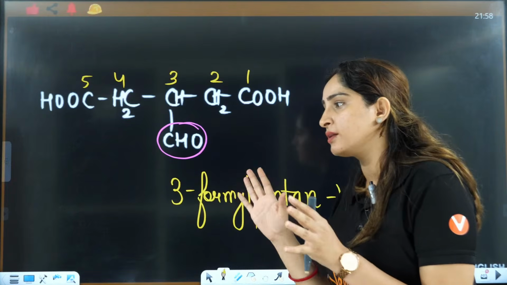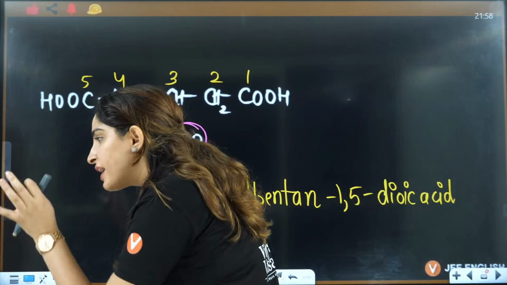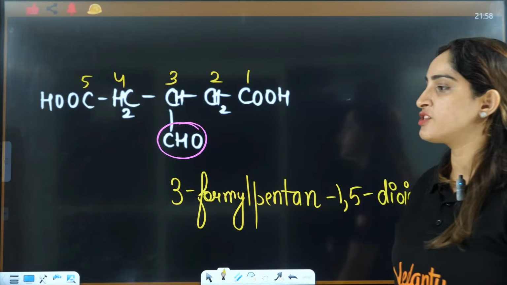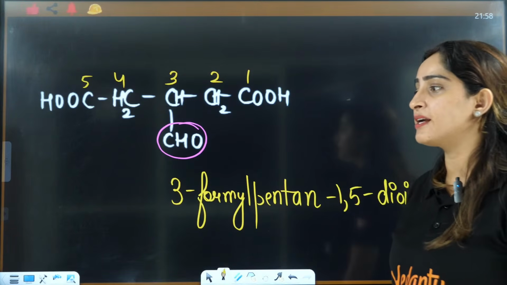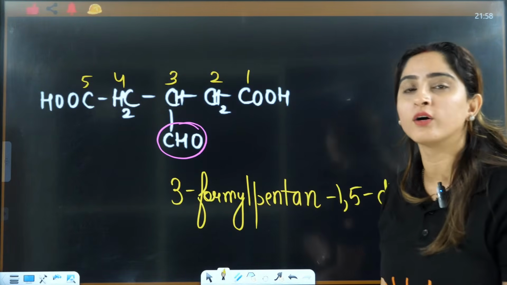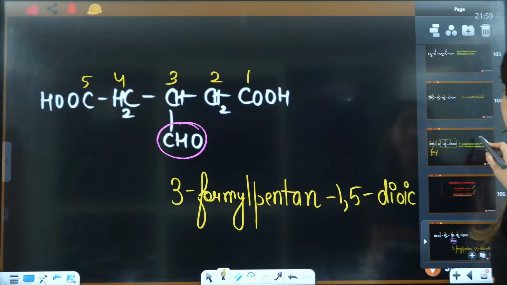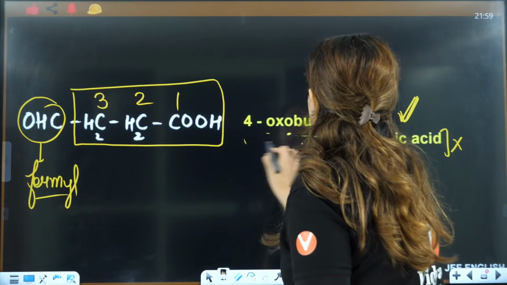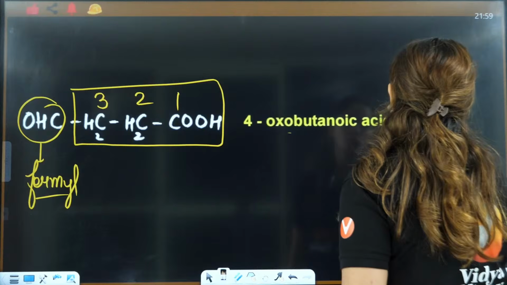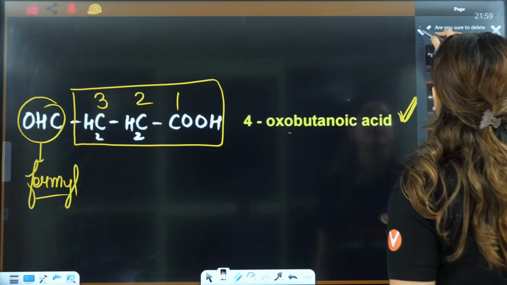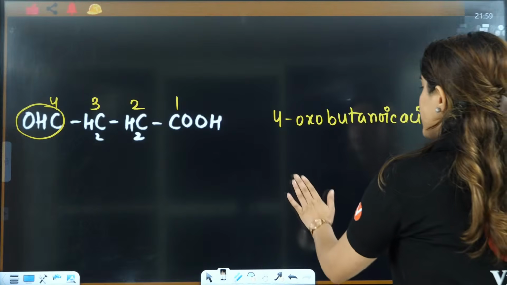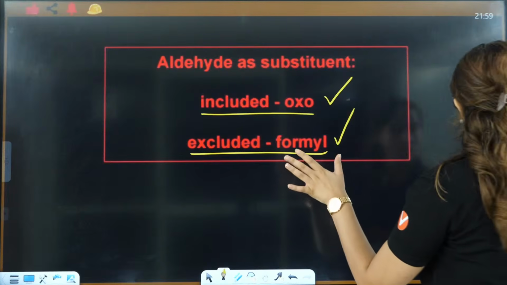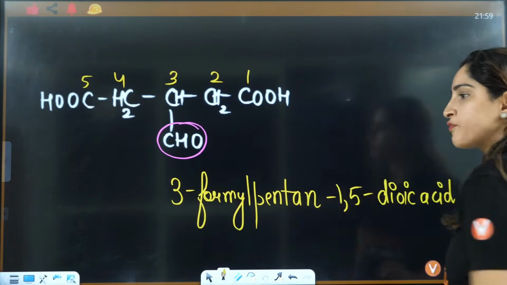Oxo is not possible. Again, Anjali, oxo is not possible. Oxo means you are including that in the parent chain. You are not including that in the parent chain. Oxo is wrong. If you can include that in the parent chain, you will try to include that only. You will not exclude if you can make a long chain. So here I have included that in the parent chain, so that's why it is oxo. Here I have not included that in the parent chain, so that's why it's formyl.